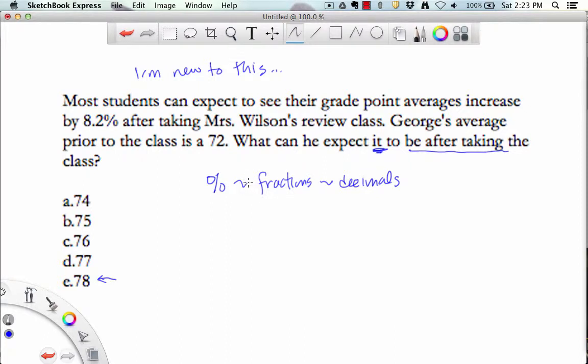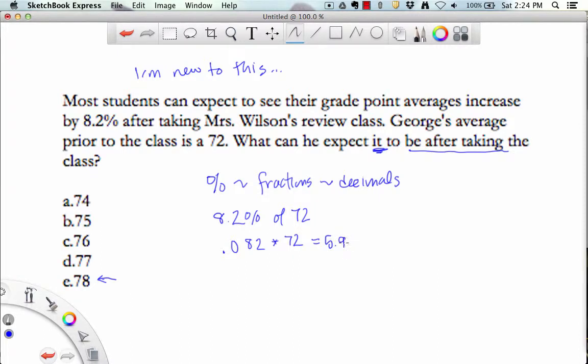Fraction of what? Right? So increase of 8.2% of, well, of their score before, right? What are they increasing? They're increasing their score before. So we're looking for 8.2% of the 72. So that's going to be 0.082 times 72. So I put that into a calculator. Actually, I use Google for my calculator most often now, and I got 5.9.